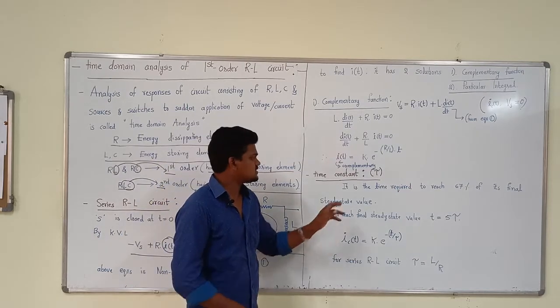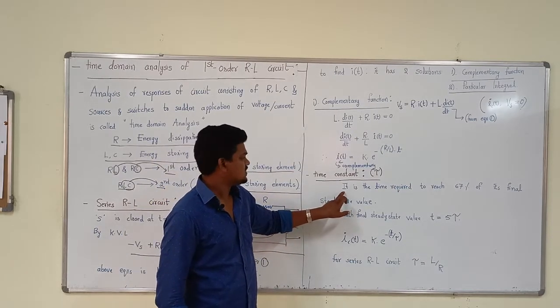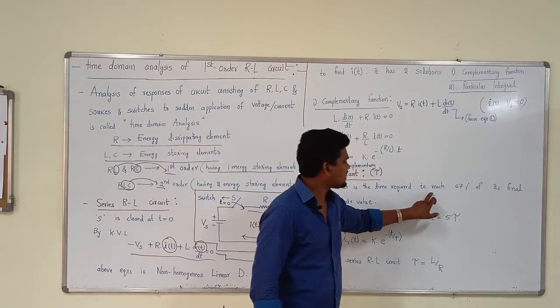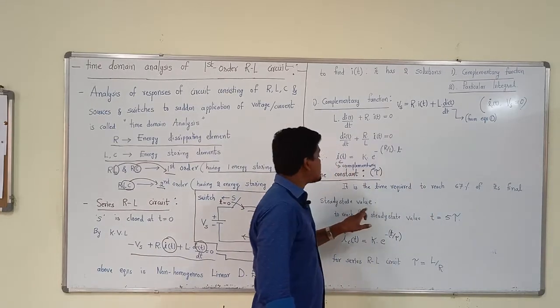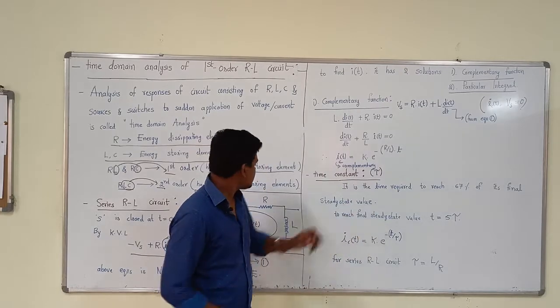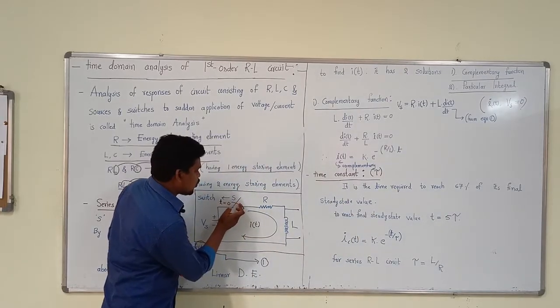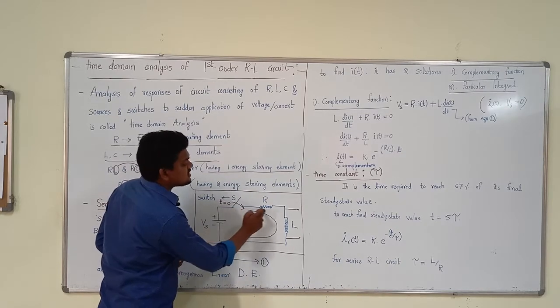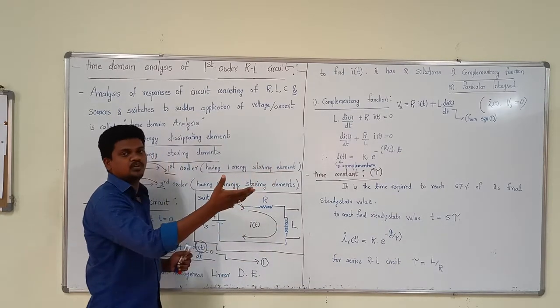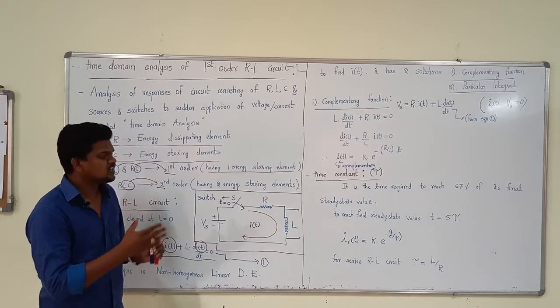The definition of tau is the time required to reach 67% of its final steady state value. Generally, when we close the switch, the current will not reach the final steady state value, the final DC value, immediately. It will take some time.